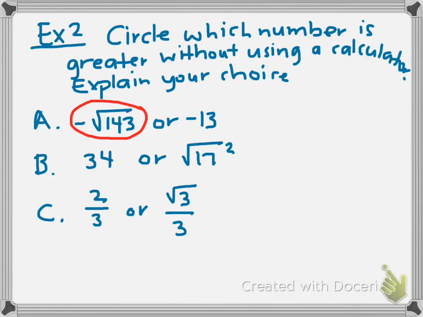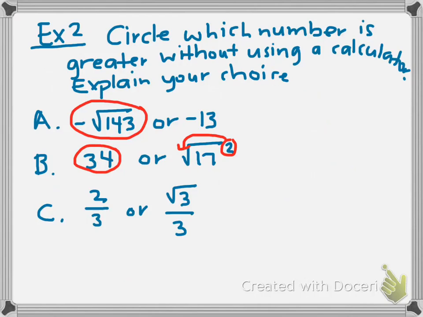Okay, letter B, 34 or the square root of 17 squared. Well, the square undoes the square root, so basically this number is just 17. So 34 is greater than 17. Also, the square root of 17 is about 4 something, and if I square 4 I get 16 or something like that, so 34 is still going to be bigger.